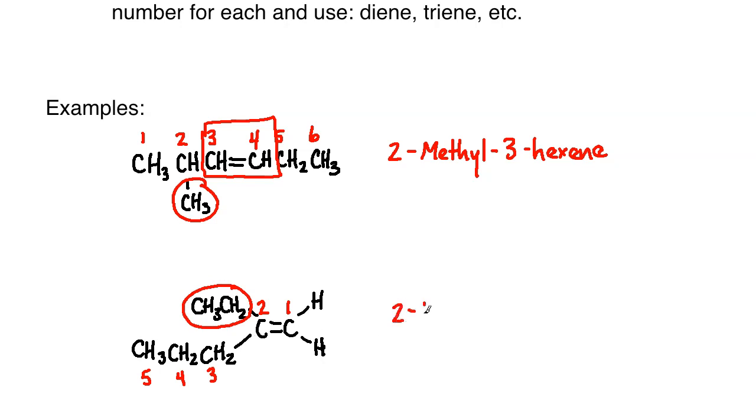We're going to write 2-ethyl. And then once we're done with the ethyl, it's going to be 1, because the very first carbon is already involved in a double bond there. And it's a total of 5, so as we mentioned earlier in this video, this would be a pentene.